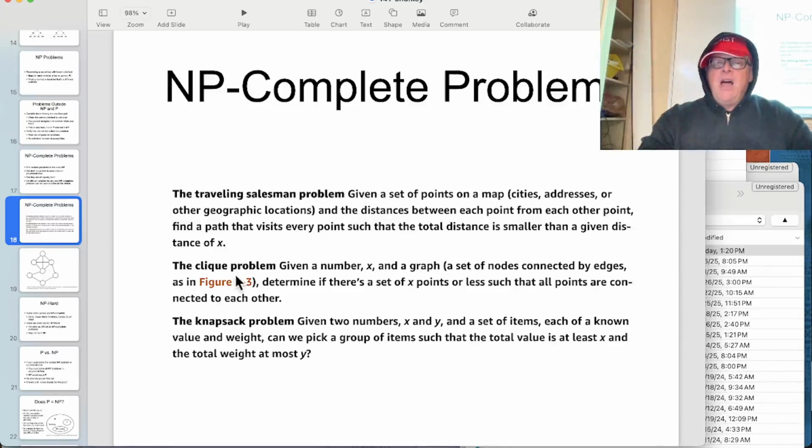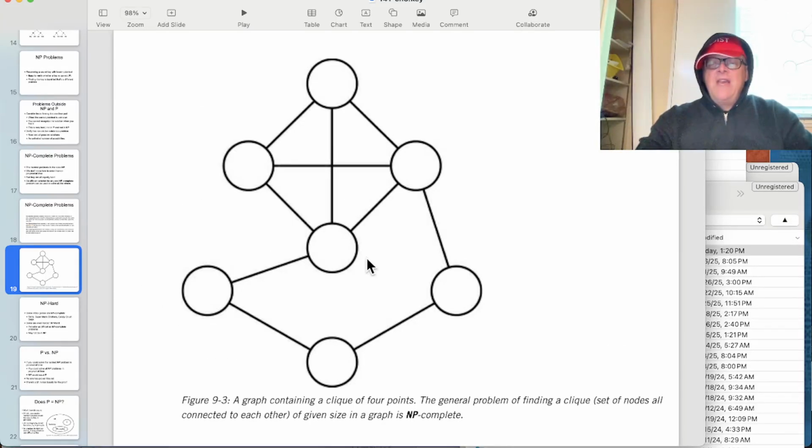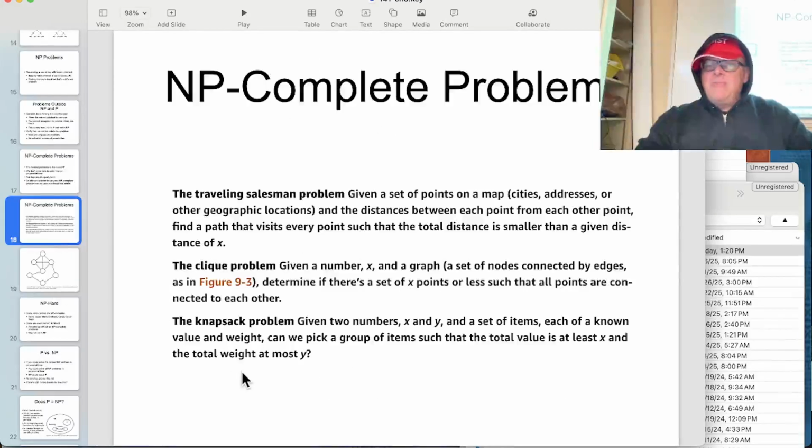If you have a graph and a series of nodes, determine if there's a set of points so all the points are connected to each other. So you have a graph like this, and you want to say, is there a node that has like 5 nearest neighbors? This one has 4, this one has 2, that sort of thing. Hunting through a graph for that. And another one is the knapsack problem.